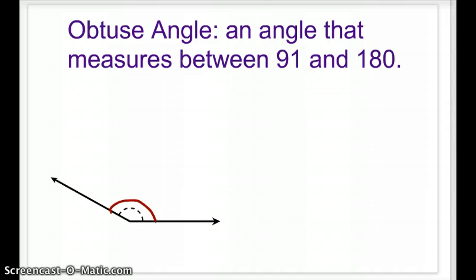An obtuse angle is an angle that measures between 91 degrees, so it's bigger than a right angle, and 180 degrees. This inside part needs to be bigger than 90 degrees.